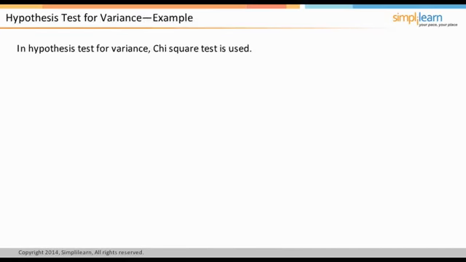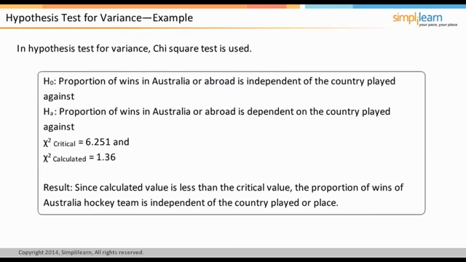In hypothesis test for variance, chi-square test is used. In the case of a chi-square test, the null and alternate hypotheses are defined, and the values of chi-square critical and chi-square are calculated. To understand this concept with an example, click the button given on the screen.